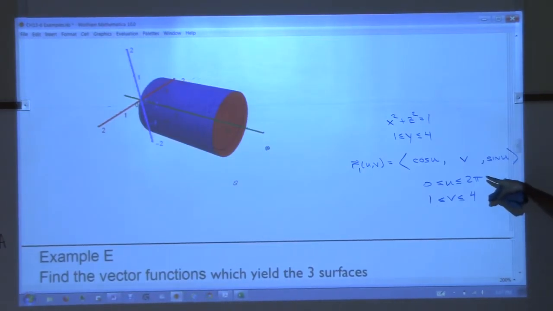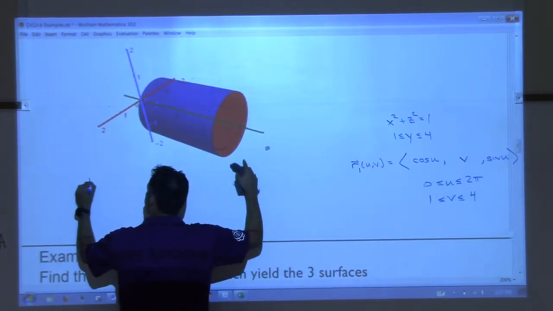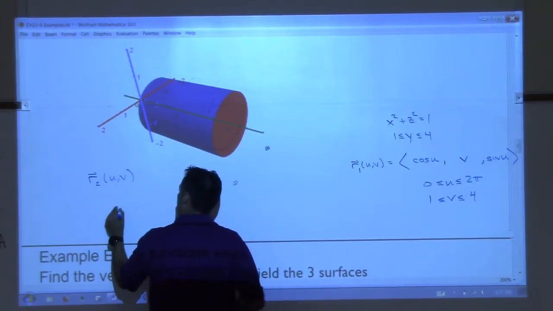This one will draw the blue part, right? It's the one from the previous example. So the red end cap, we'll call that the second surface. I want the red end cap. What is that?